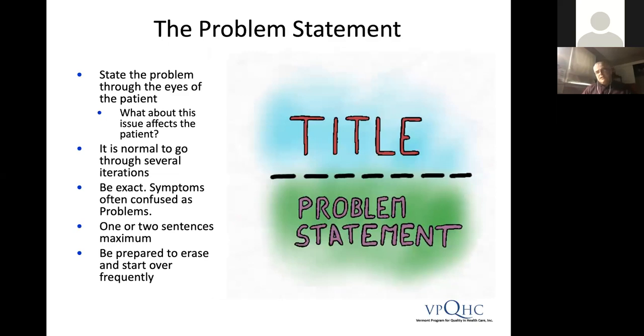And once you understand it, one of the big differences between an A3 and the standard PDSA cycle is you're going to create a problem statement. And really that is usually iterative. It takes a few times to get it right. You're going to try and state it through the eyes of the patient. This is really the crux of patient-centered care. Everything is viewed through the eye of the patient in this particular philosophy.